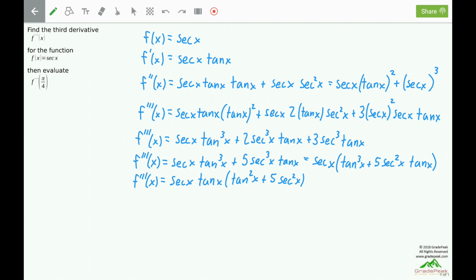The next thing we want to do here is evaluate f triple prime of pi over 4. Plugging pi over 4 in for each of the x's. Secant of pi over 4, tangent of pi over 4, times the tangent squared means to take the tangent of pi over 4 and then square the result, and 5 times, and likewise secant squared means to take the secant of pi over 4 and then square the result.